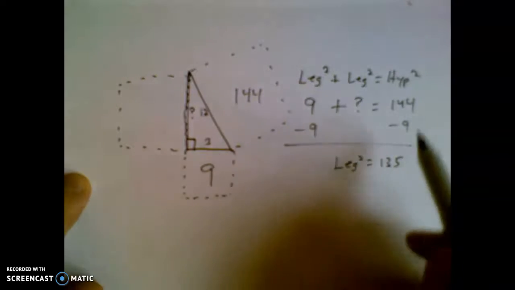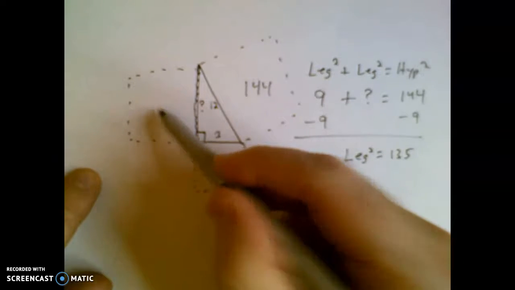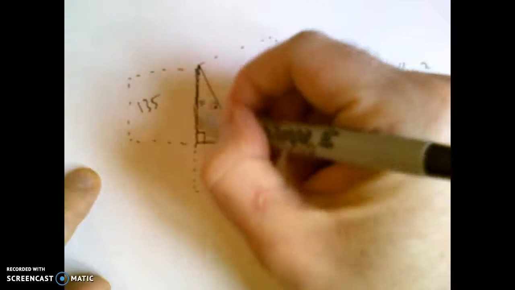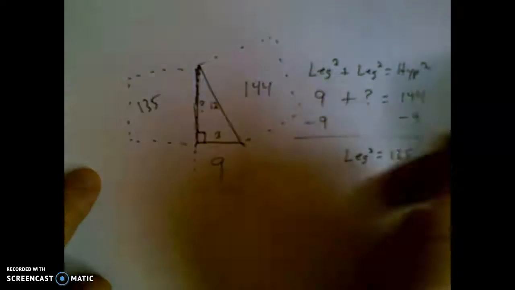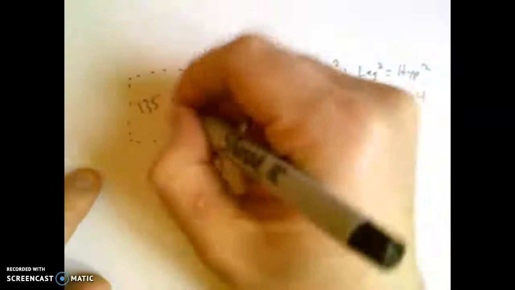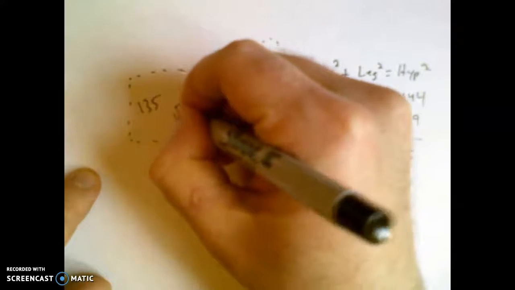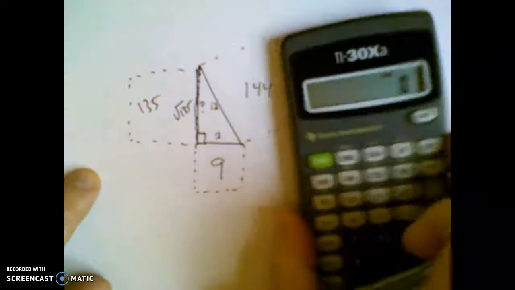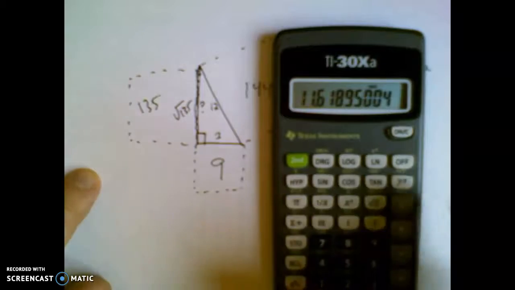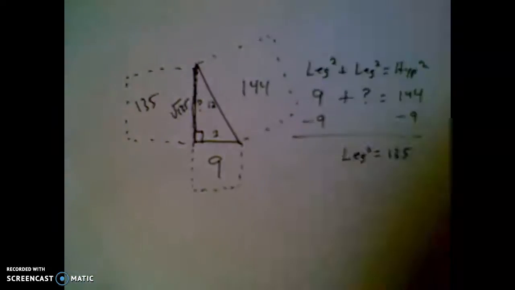So that means the area of this square is 135 square units, but its side length then is its square root. Just like the square root of 9 is 3 and the square root of 144 is 12, the square root of 135 is just the square root of 135, or if you want the decimal for it, which will be irrational, it's about 11.6 as your first answer.